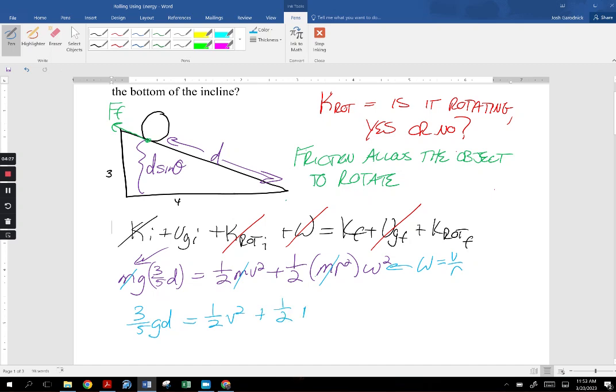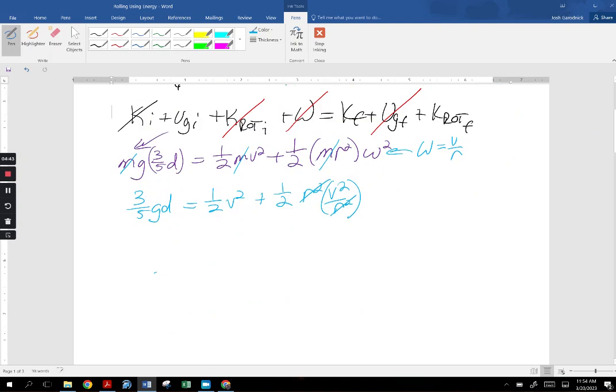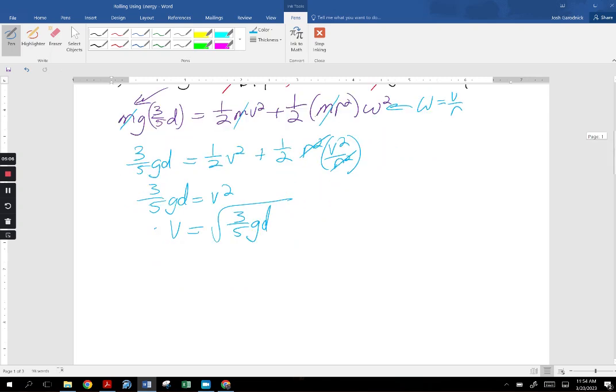Okay, now we have r squared omega squared, which would be v squared over r squared. And I think you'll see here that the r goes away. And now we are simply left with 3/5 gd equals 1/2 v squared plus 1/2 v squared, which is v squared, or v equals the square root of 3/5 gd. Pretty simple. I mean, we're just adding another energy, rotational energy. That's all. You know how to do work and energy. Now let's add a little rotation.